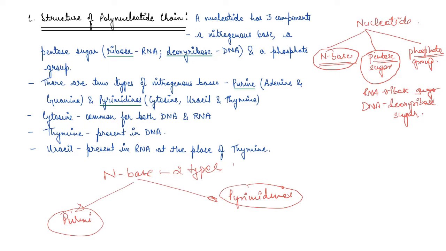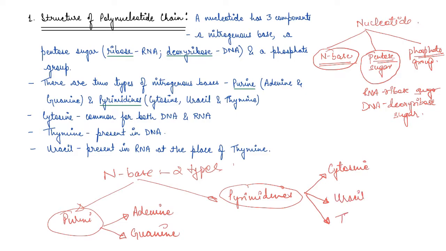Now again, purine bases are of two types. One is adenine, the other is guanine. In the same way, pyrimidine bases again are two types, or say three types. We have cytosine, uracil, and thymine. So we have cytosine, uracil, and thymine. Guys, you'll have to remember all of this, right?